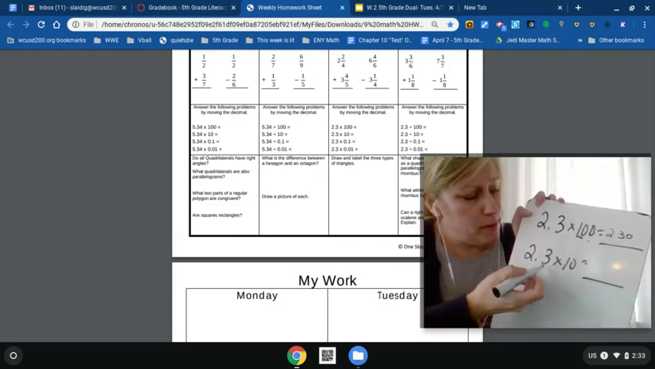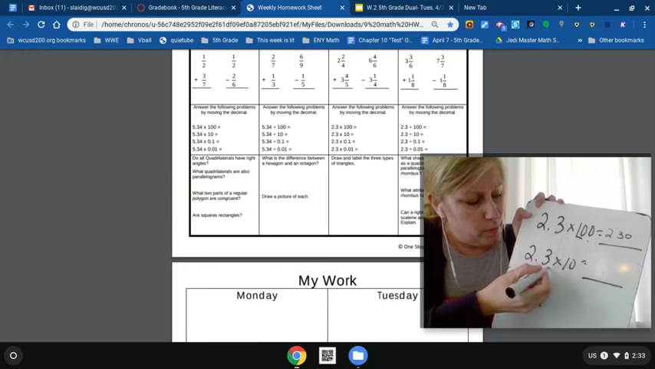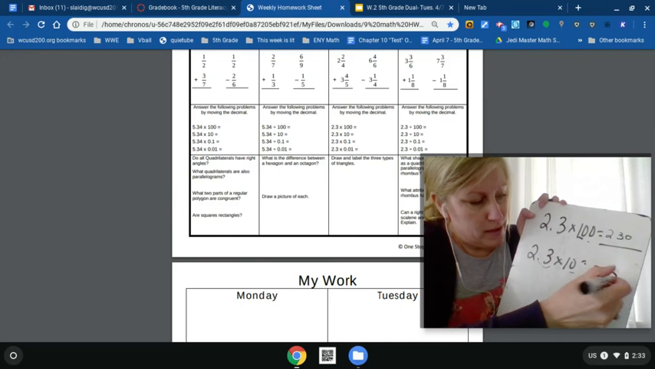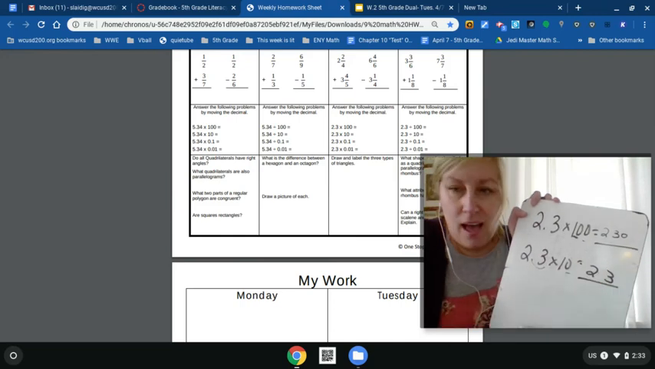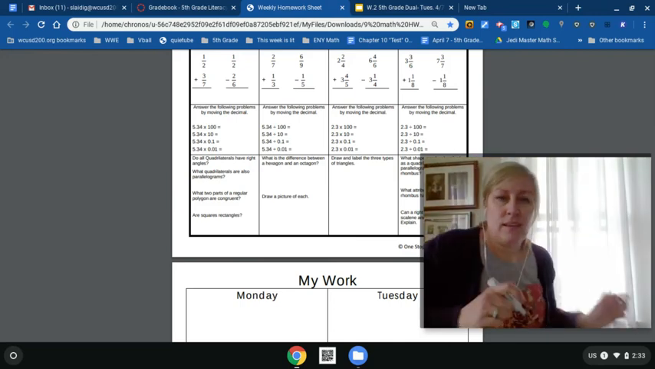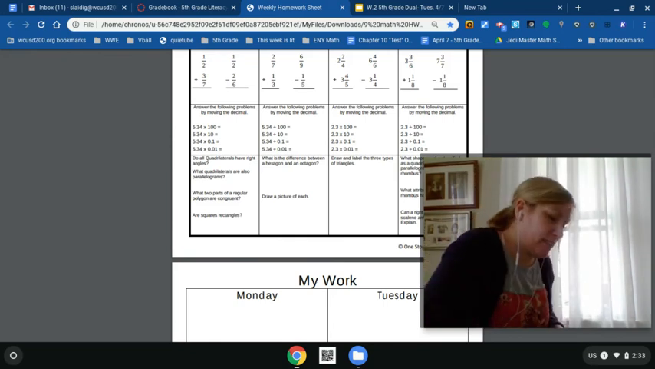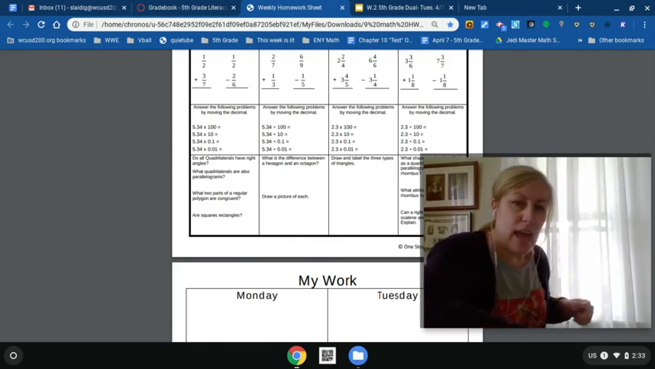And then 2.3 times 10, only move it once because there's one zero there. So that ends up not being 2.3, but move it once and it turns out to be 23. So that's that one. And I'm going fast, but you can rewind me and pause me. So that's okay. The next one was 2.3 times 0.1.